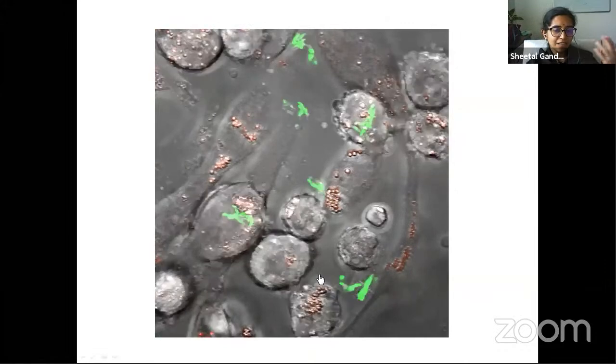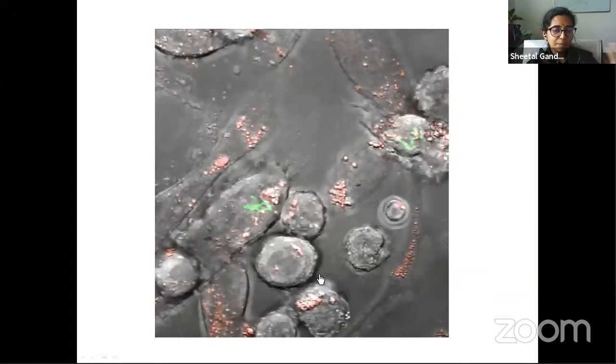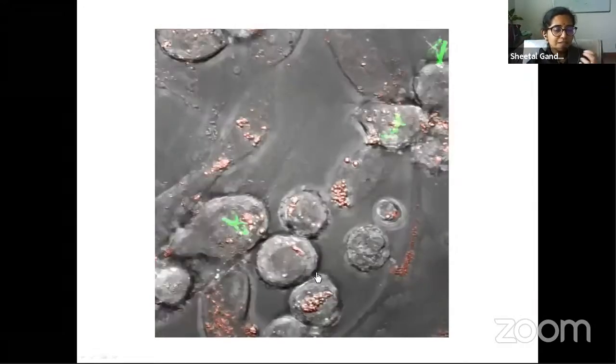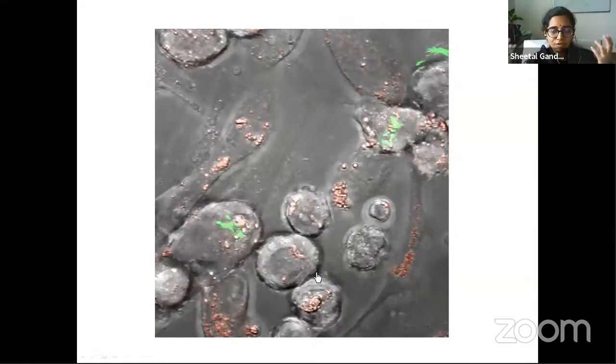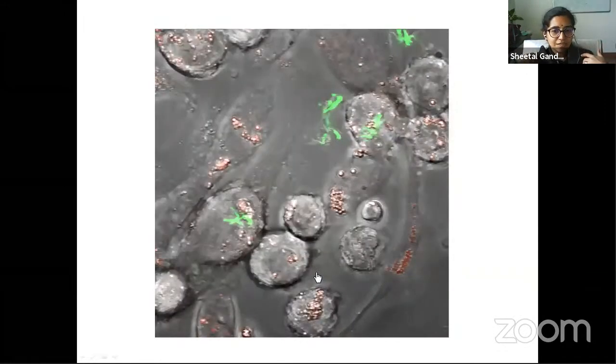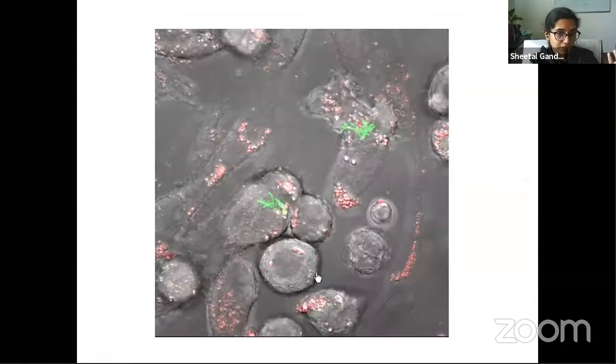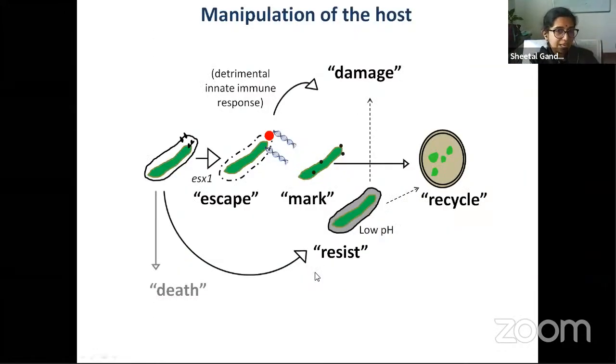These are images done over 10 to 16 hours, and we can see repeatedly that there seems to be this sort of natural love of the bacteria for lipid droplets. So it made sense to us to question what is it at the molecular level about the interaction.